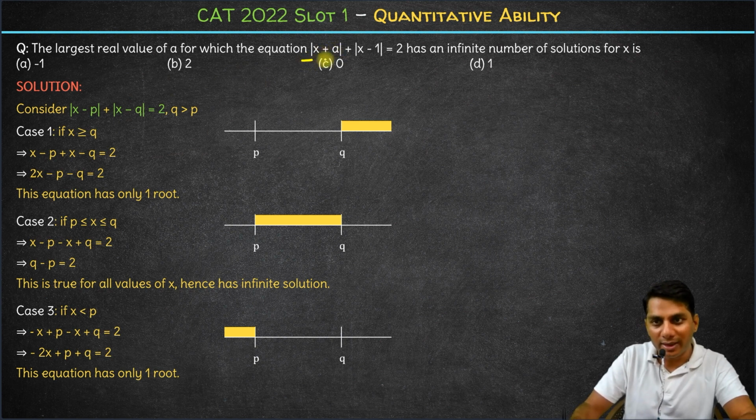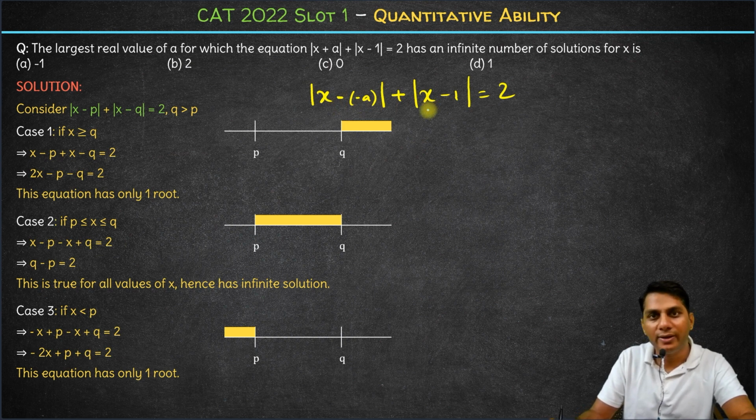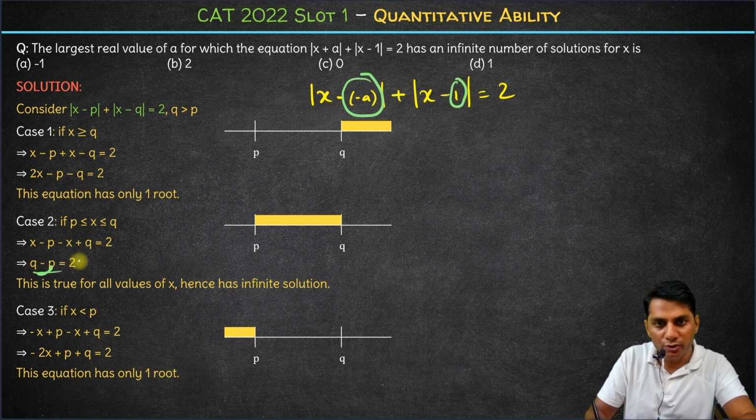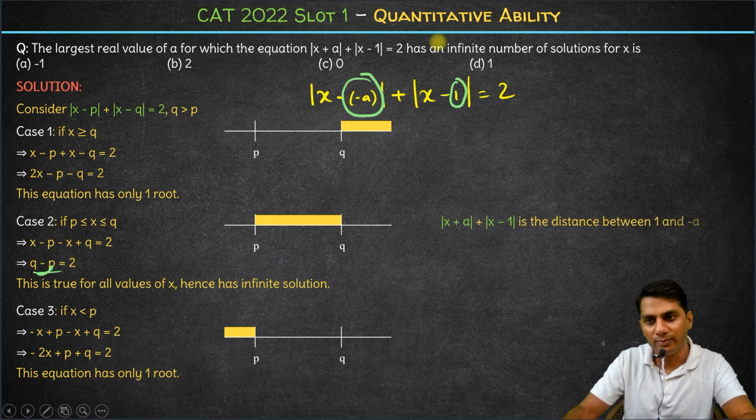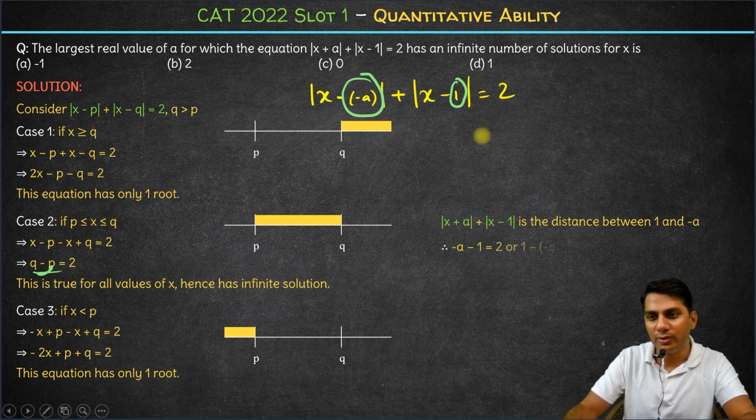So now let's come back to the equation that we had. Now this can be written as |x − (−a)| + |x − 1| = 2. So what we now have is, for this equation to have infinite solutions of x, the difference between −a and 1, the difference between p and q, should be 2, right? So the difference between −a and 1 should be equal to 2. So the difference between −a and 1 is nothing but the distance between −a and 1, right? So this should be equal to 2.